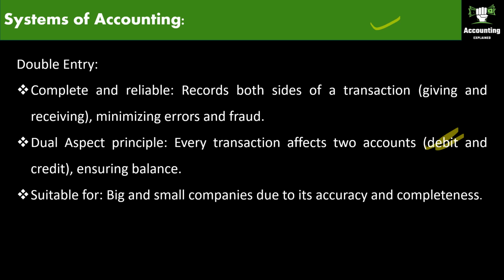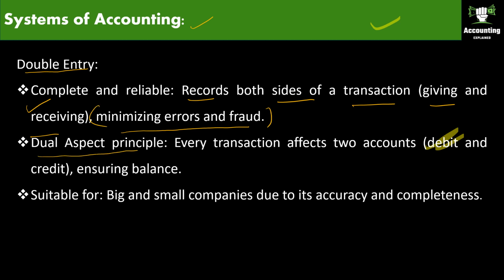Systems of accounting. Under that we are going to first see double entry. The advantage of using double entry is it is complete and reliable. It records both sides of a transaction, that is giving and receiving, minimizing errors and fraud. And it follows the dual aspect principle, that is every transaction affects two accounts, debit and credit, ensuring balance.